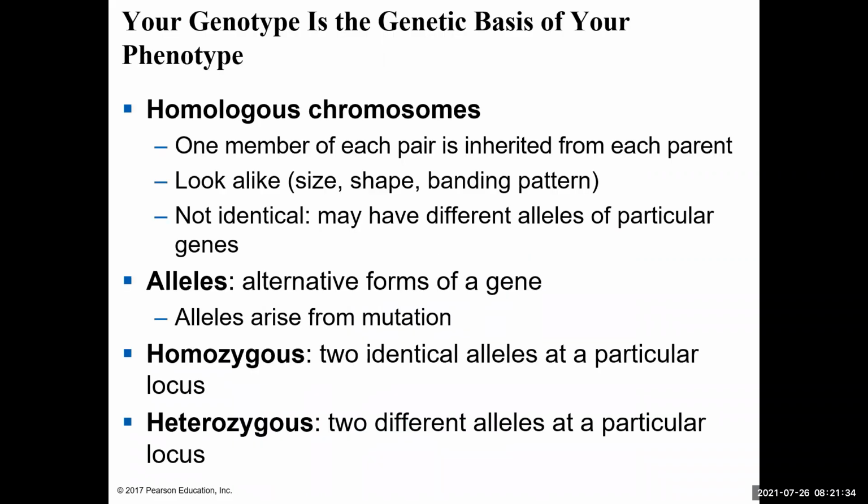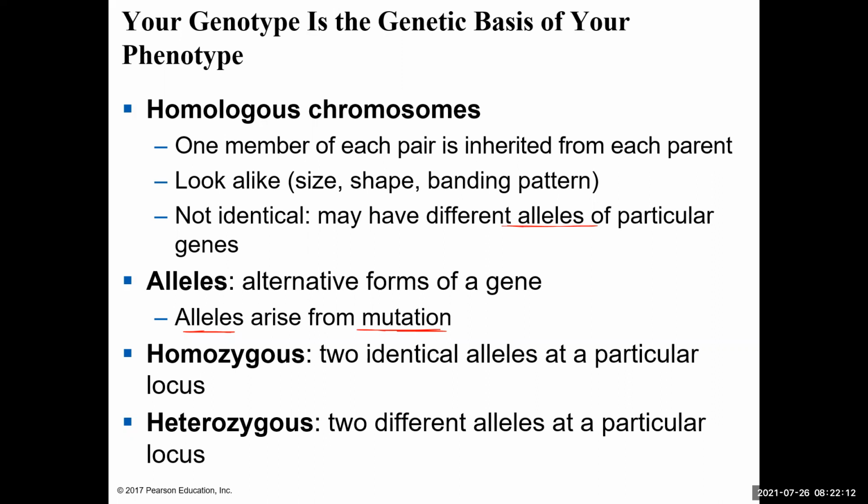So again, homologous chromosomes are the pair that is inherited from each parent. They look alike, but they're not identical because they have different versions of the genes on those chromosomes. The different versions are known as alleles, and alleles arise from mutation. Mutation is the key form of variation in the natural world. Mutations will give rise to all of the variation that we see.